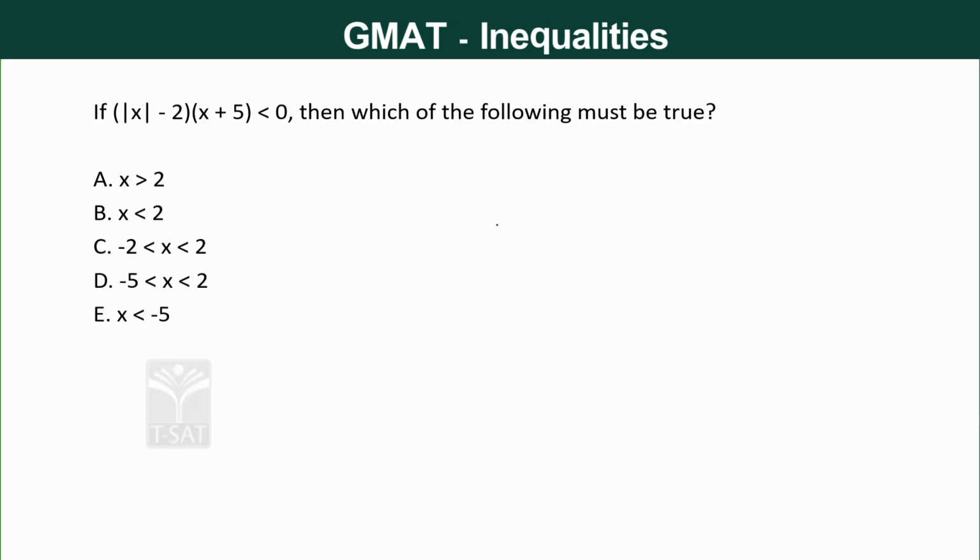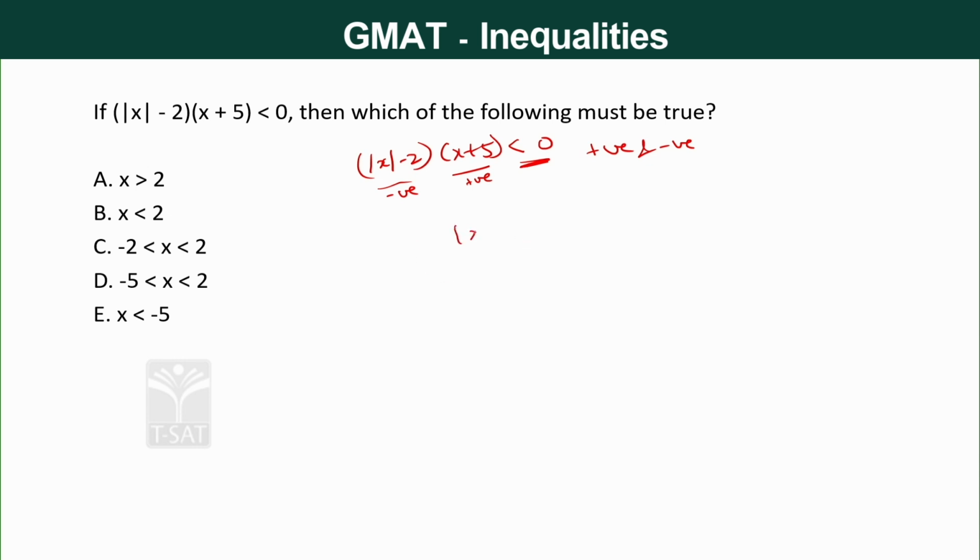If |x - 2|(x + 5) is less than 0, then which of the following must be true? So, they are telling us that |x - 2| into (x + 5) is less than 0. That is, the product is negative. That means that one of these expressions should be positive and the other should be negative. Let's check. When we say that this is negative, this has to be positive in order for the product to be less than 0, that is, a negative value.